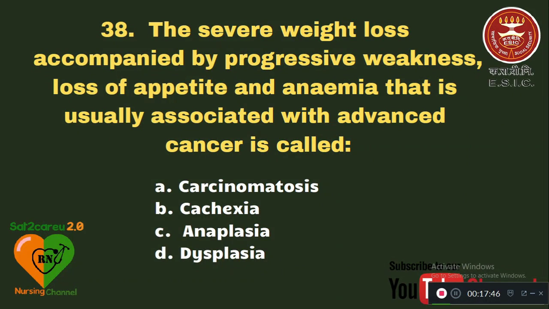Question number 38. The severe weight loss accompanied by progressive weakness, loss of appetite, and anemia that is usually associated with advanced cancer is called A. Carcinomatosis, B. Cachexia, C. Anaplasia, D. Dysplasia. The right answer is, so these conditions are associated with advanced cancer called cachexia.